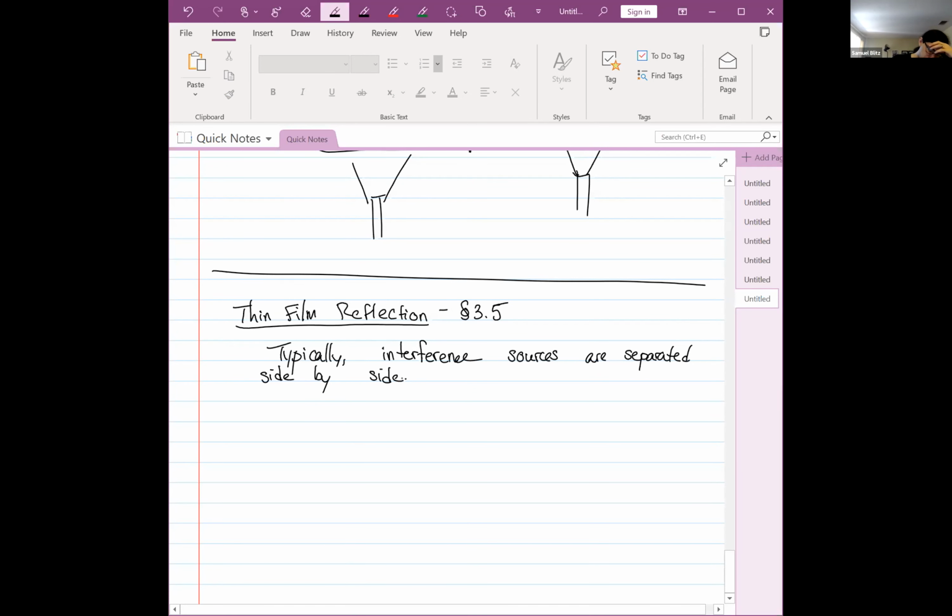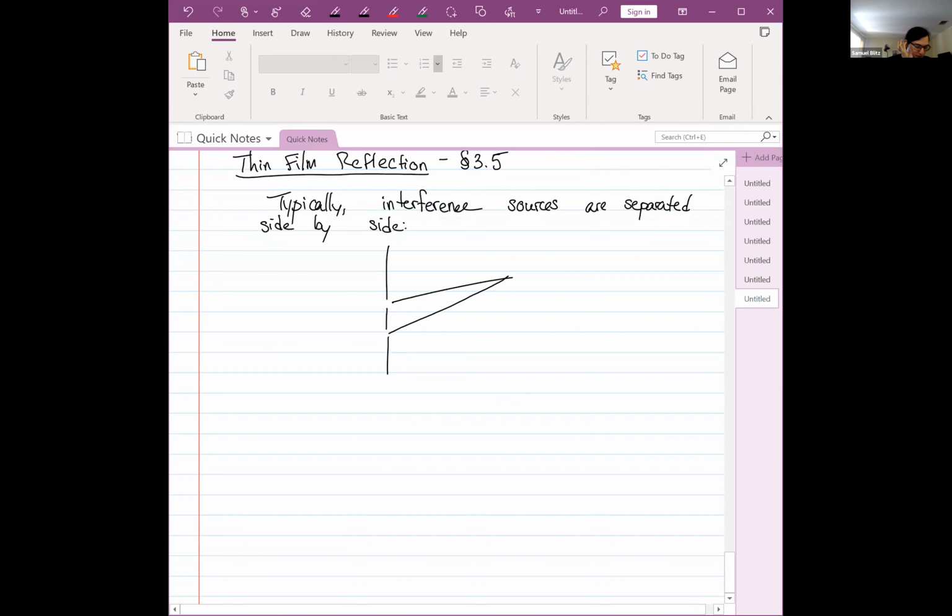Anyway, so they're typically separated side by side. So you'd have like one beam source and another beam source, and then they interfere because they travel different distances. But what if they were separated along the direction of motion, the beam sources? Now you might think, well, that doesn't make a whole lot of sense. How would you do that? Turns out that it's actually relatively easy.